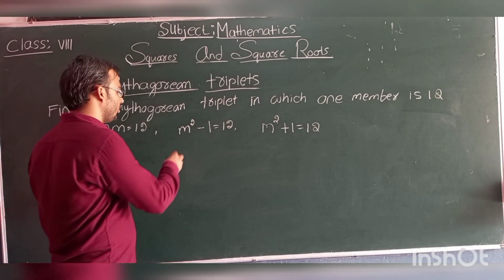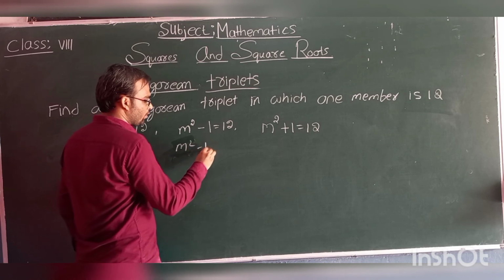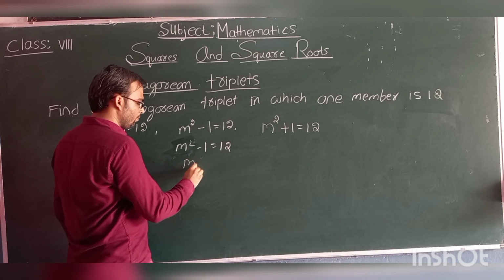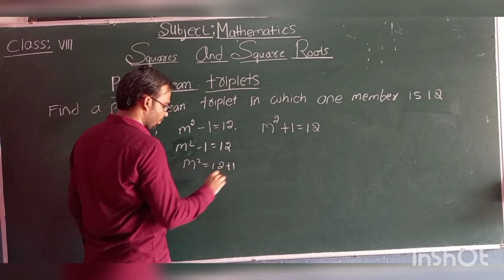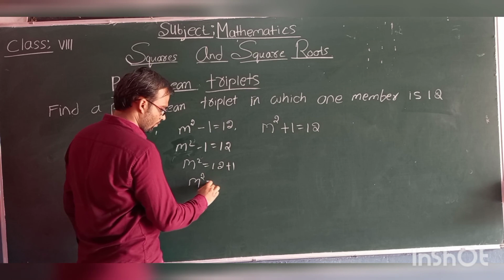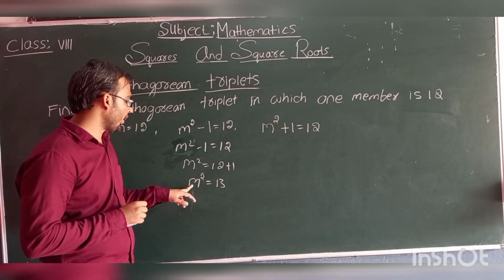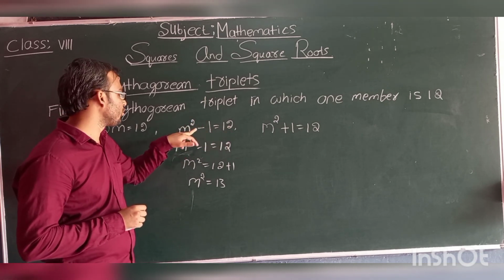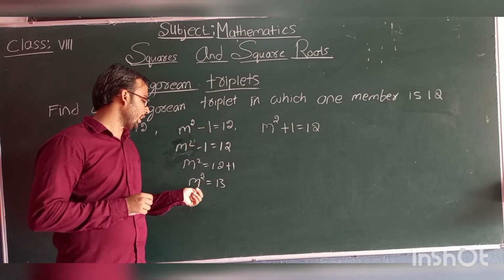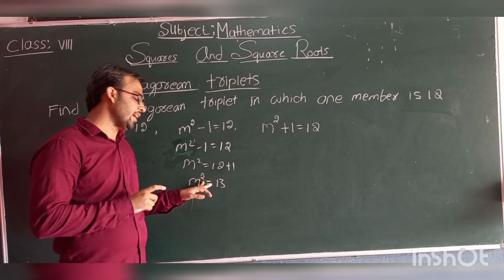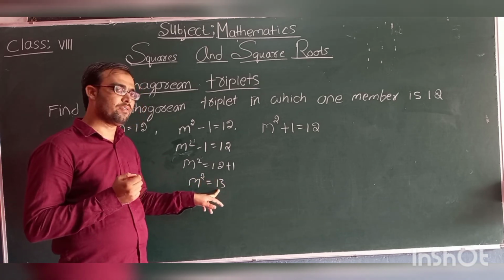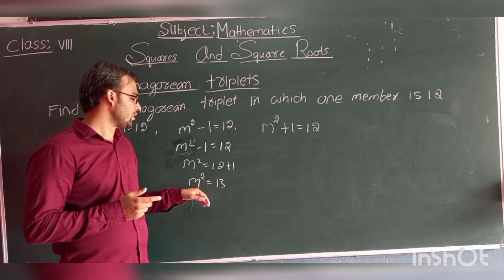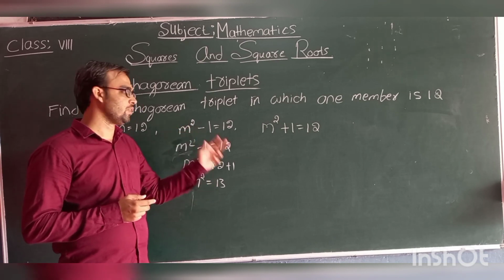Here m square minus 1 is equal to 12. So when we transpose the 1 to the other side, it will become plus. Students, what have we got? m square is equal to 13. So here we cannot equate this 12 with m square minus 1, because m square is equal to 13 and we cannot find the integer value of m.